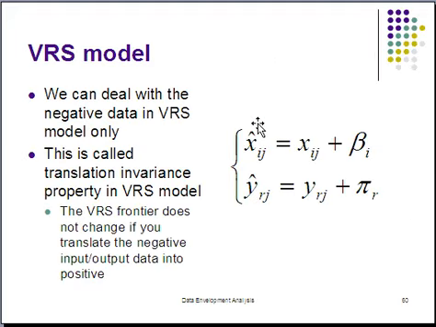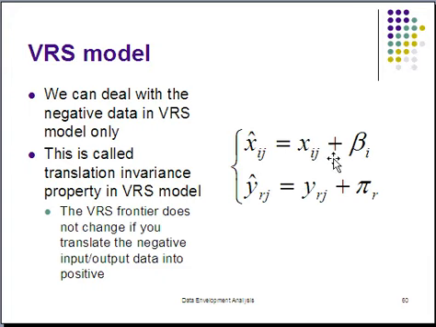If we have negative data, our choice of DEA model is actually very limited. It's only limited to the VRS model. We can only use the VRS model. What we do is we do a displacement of the negative data. So if you look at it here, the xij and the yrj, these are the original values. In this case, will be negative.